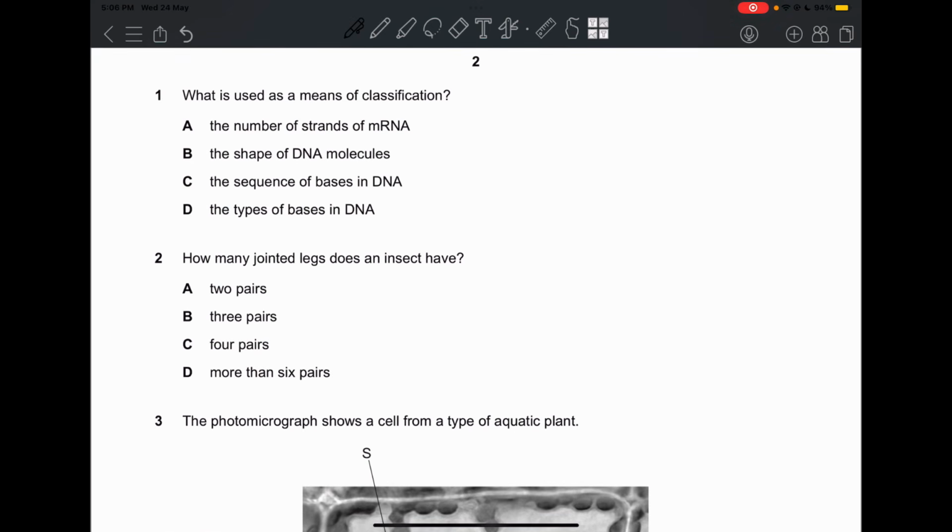Question number 1 says, what is used as a means of classification? As we all know, scientists in the past used morphology, which means how the animal looks from the outside, the visible features of the animal. And then they used anatomy, which is the internal structure of the animal from the inside. And then recently, scientists have discovered DNA-based sequence classification, which is the most accurate means of classification available to scientists right now. So our answer is going to be C.